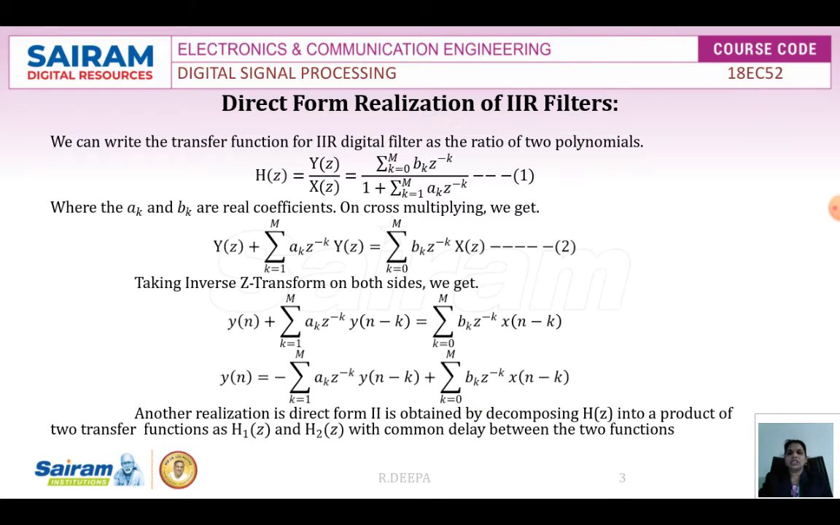Whereas for drawing the direct form 2 structure, the entire H of z has to be decomposed into two transfer functions. That is, you can express it as a product of two transfer functions H1 of z and H2 of z, with a common delay between the two functions.